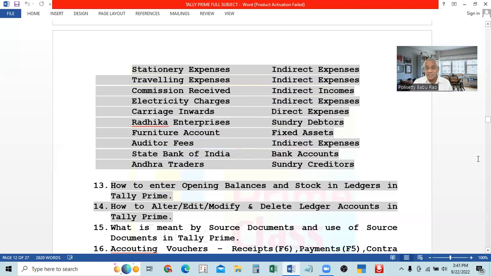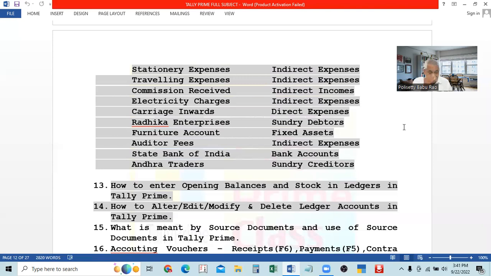When the buyer, the debtor, pays the money to the creditor, the seller, that is a source document. On the basis of this receipt, the seller will record it as cash received, and the buyer will record it as cash paid. The seller records it as receipt, and the buyer records it as payment.